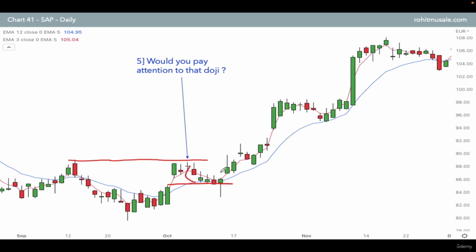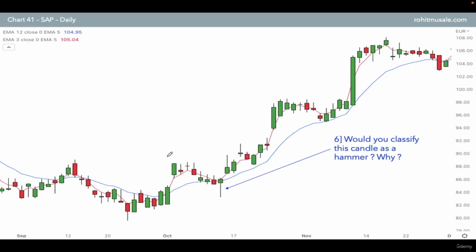And look what happens here. The price is stuck between that resistance level and that support level. So if a doji is appearing near resistance, I would pay attention to it. Number 6. Would you classify this candle as a hammer and why? Well, this candle confirms the support created by the rising window. However, I wouldn't classify that as a hammer because a hammer should come after a downtrend.